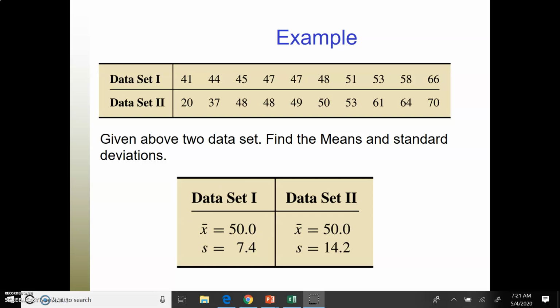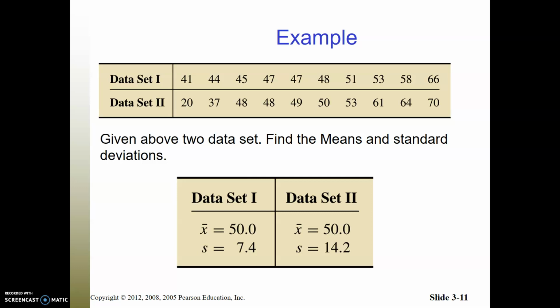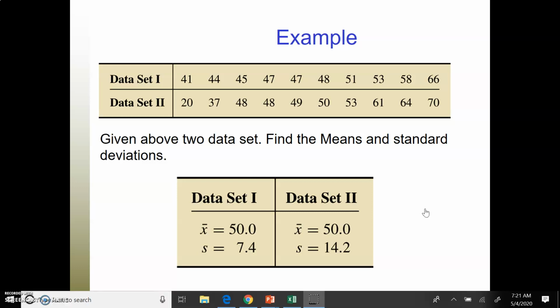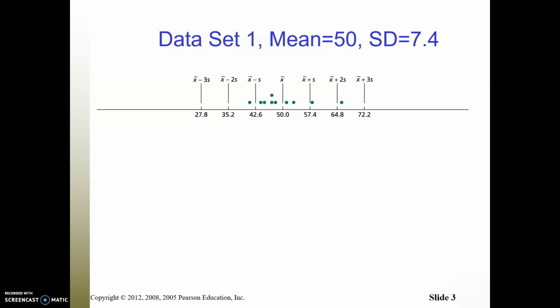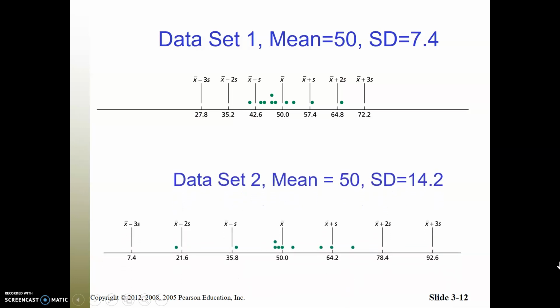Now let's draw a dot plot for these two data sets. Look at dot plot 1 and dot plot 2. Clearly, you see both data sets have the same mean. The mean is 50 here and 50 there. But look at the standard deviation: for the first one 7.4 and for the second one 14.2.